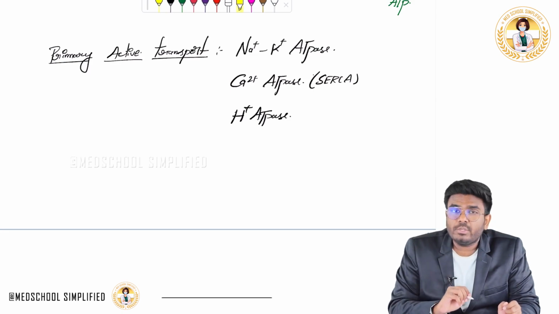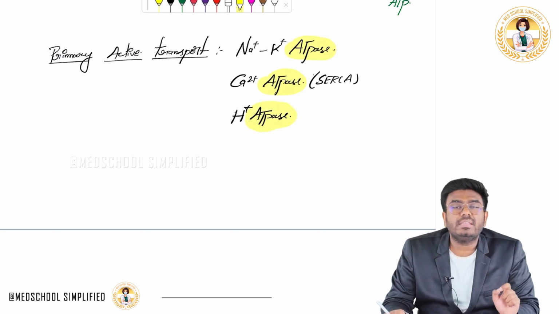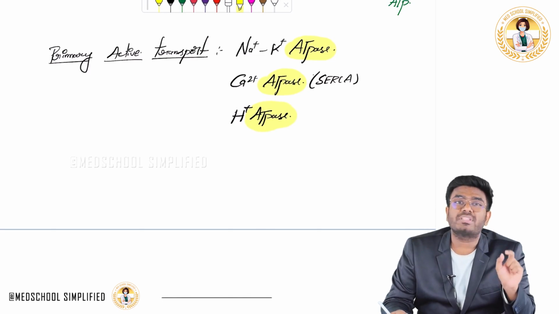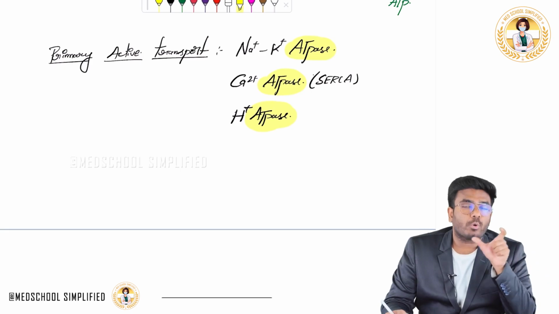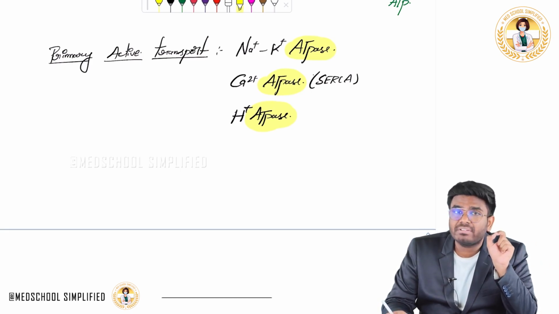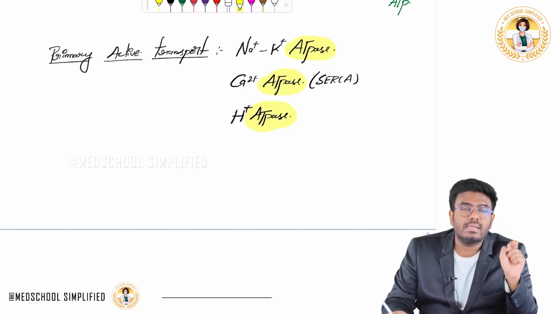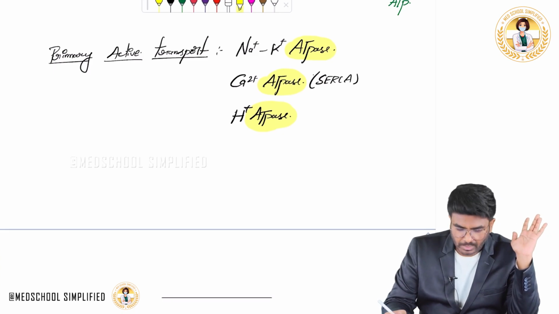But one thing you can identify: anything which ends with the word ATPase, all of them are examples. These transporters, sodium-potassium ATPase, calcium ATPase, proton ATPase, wherever you see these transporters ending with the name ATPase, all of them are examples of primary active transport.